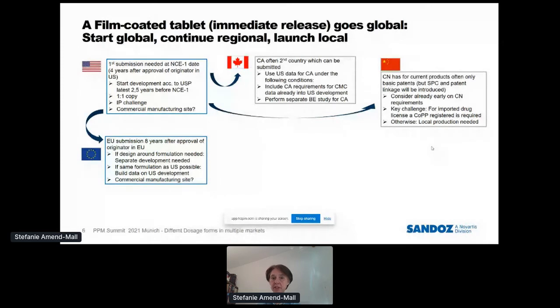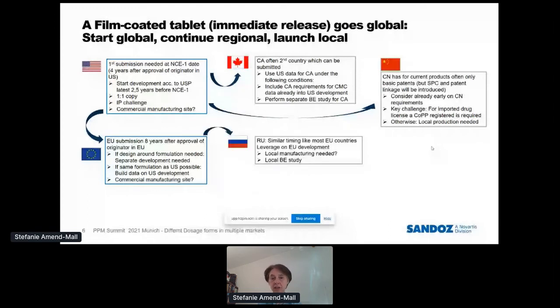If you want to go with a design-around formulation and you don't have this for the US, then of course you would also need to do a new formulation, which is then more or less a new project itself. But usually, or often, you can build on the knowledge you have already created for the US. And then you can finally start to branch out into the world.